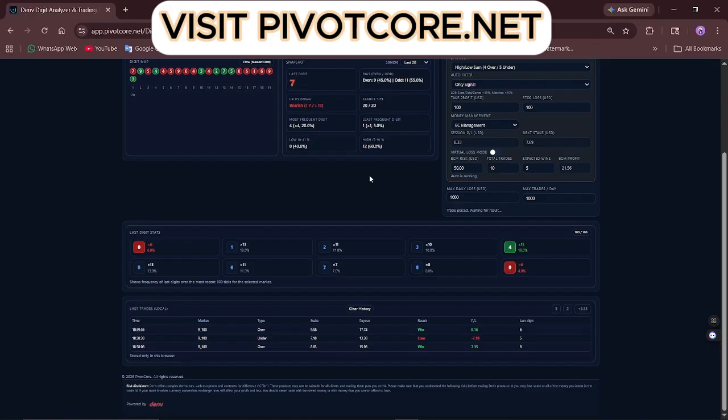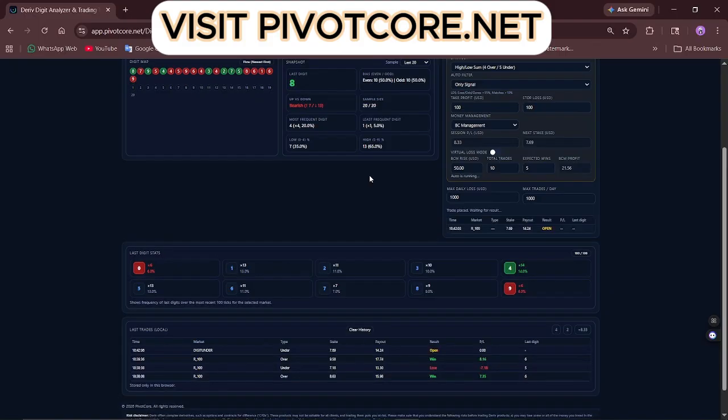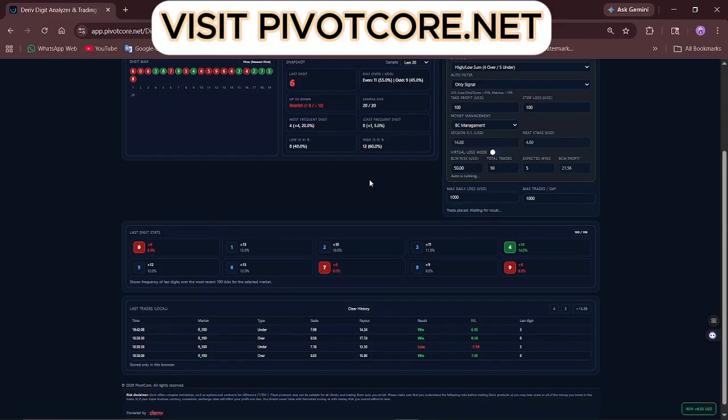Automation allows us to stick to the plan without getting emotional. When you trade manually, you might panic after a loss, but the bot stays disciplined. This is exactly why PivotCore is becoming so popular among the Deriv community. It takes the feeling out of the trade and replaces it with pure logic.